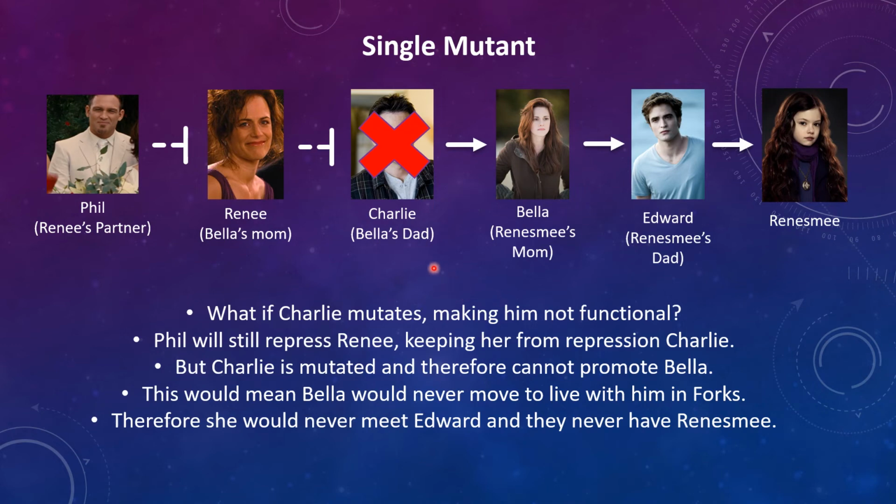So what would happen if Charlie is mutated, making him not functional? This could be thought of in the analogy as Charlie dying or not being available for Bella to move in with. Phil still represses Renee, keeping her from repressing Charlie, but Charlie is not there to promote Bella, meaning she would stay with Renee or move somewhere other than Forks, meaning they would never meet. She would never meet Edward, so she doesn't promote him, and the two never have a child, so she would never promote Renesmee. So the final phenotype would be just Renee.